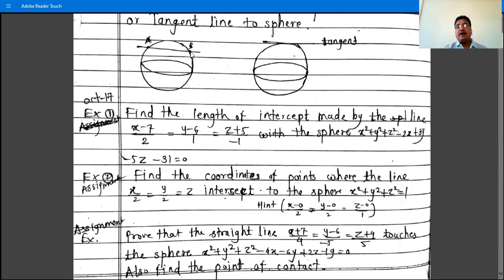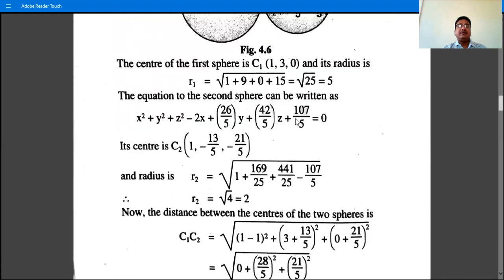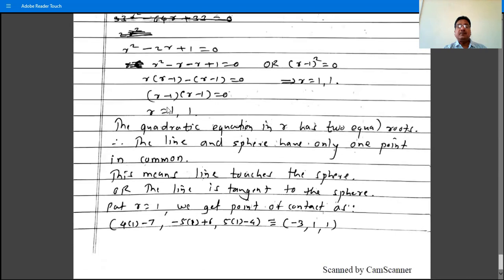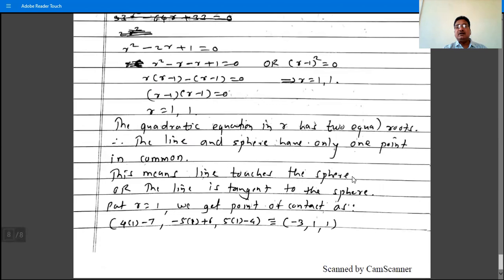But if both the values of r are equal, then the line intersects the sphere in only one point, that is, in that case the line is tangent to the sphere. So we have here r is equal to 1 and 1, both the values of r are equal. The quadratic equation in r has two equal roots, and therefore the line and sphere have only one point in common, or the line intersects the sphere in only one point. This means the line touches the sphere, or we say that the line is tangent to the sphere. Okay, then we have to find the point of contact. There is only one point of contact or point of intersection of line and sphere in this case.